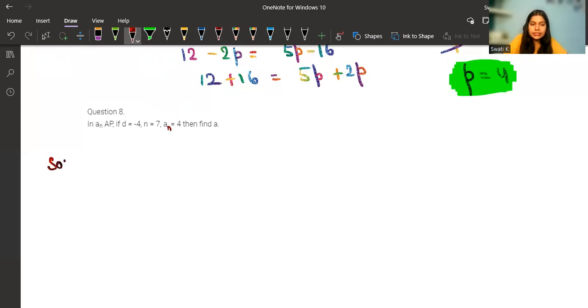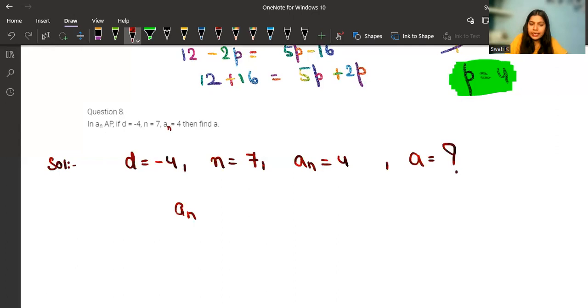So let's start by writing the given information. D equals minus 4, N equals 7, the number of terms, and AN, the nth term, is given as 4. We have to find the value of A. Of course, we are going to use the formula AN equals A plus N minus 1 into D. AN is 4, so let's put 4. A we have to find out. N is, of course, 7, so 7 minus 1. D is minus 4, so into minus 4.